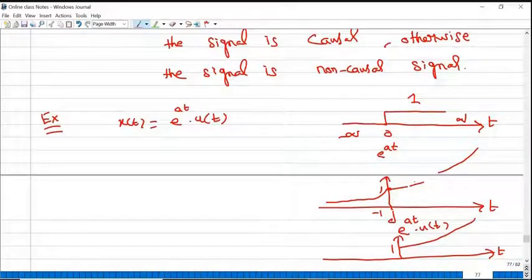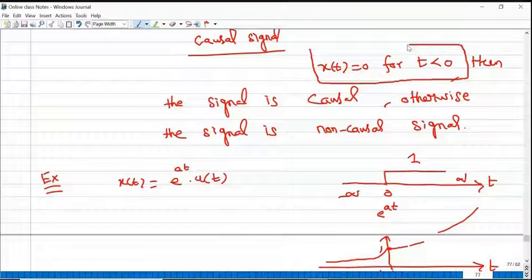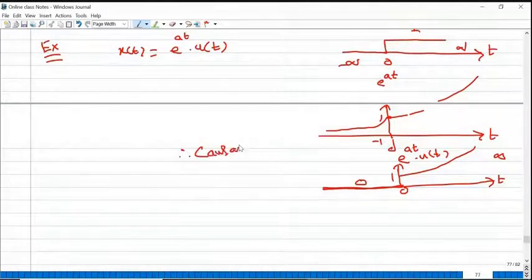Because 1 dot some value will get same kind of. So e power at u of t has 0 information for the negative values of t. That is the definition for causal signal: x of t equal to 0 for t less than 0. Okay, so this signal satisfies the condition. There is no information or magnitude for this x of t during t less than 0. So this is a causal signal. This is a causal signal.